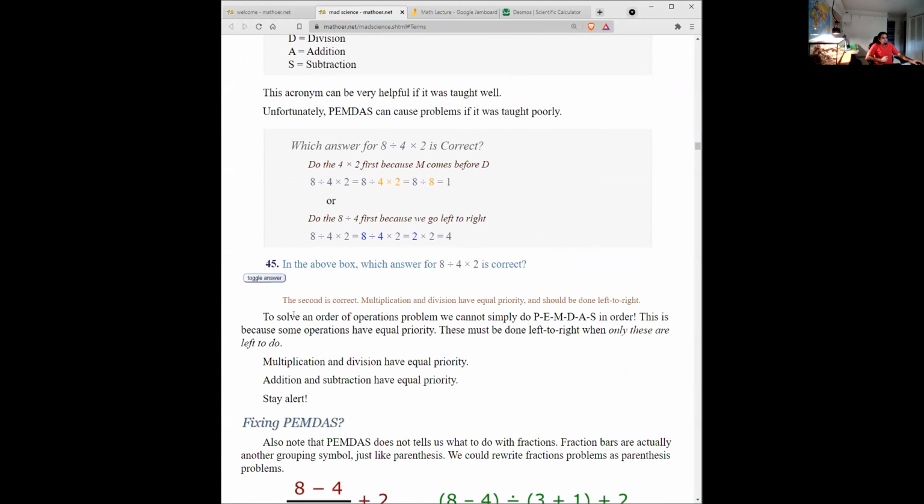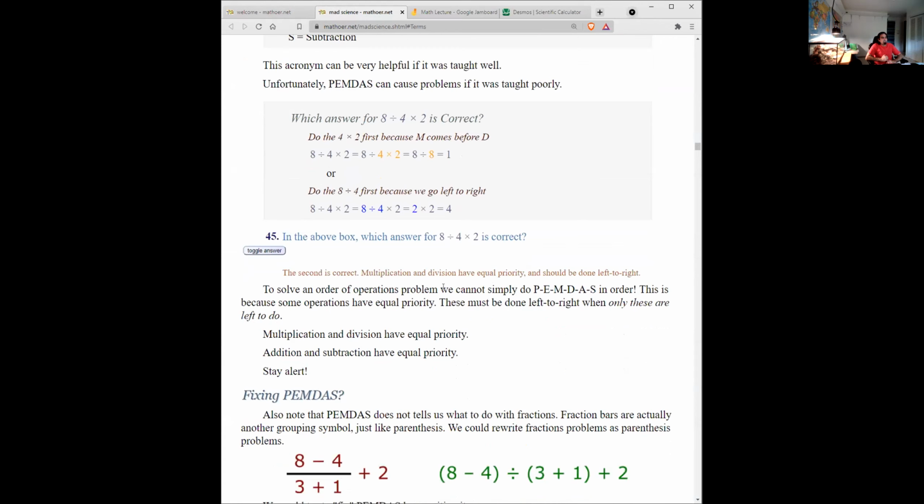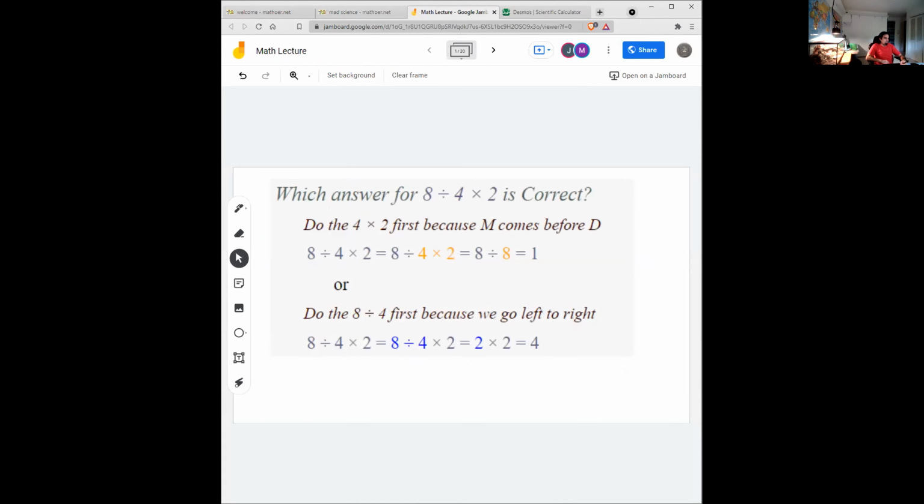So the second is correct. Multiplication and division have equal priority and should be done left to right. And addition and subtraction also have equal priority. So one thing we need to do when fixing PEMDAS is to treat those as equal. If I was showing PEMDAS to people for the first time, I might be kind of odd and write it: parentheses, exponents, and then multiplication and division together, and then addition and subtraction together, or something like that.